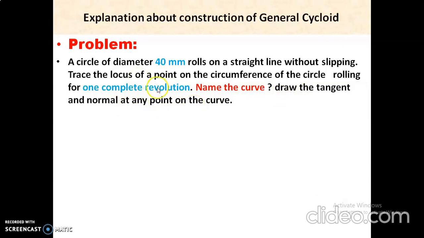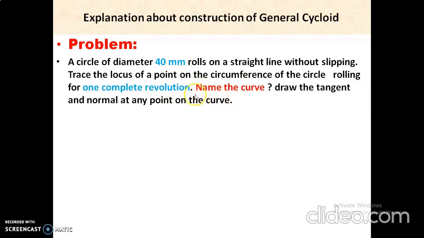If you observe this problem, we have a circle of diameter 40 mm, rolling on a straight path. We have to draw the cycloidal curve for this 40 mm diameter circle. Here the question says, name the curve. What curve is this? Is this a general cycloid, an epicycloid, or a hypocycloid?